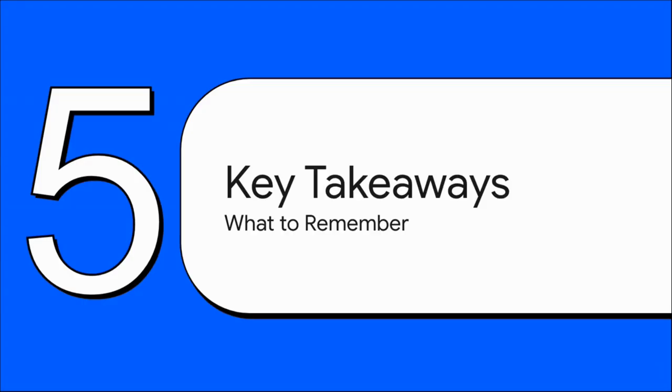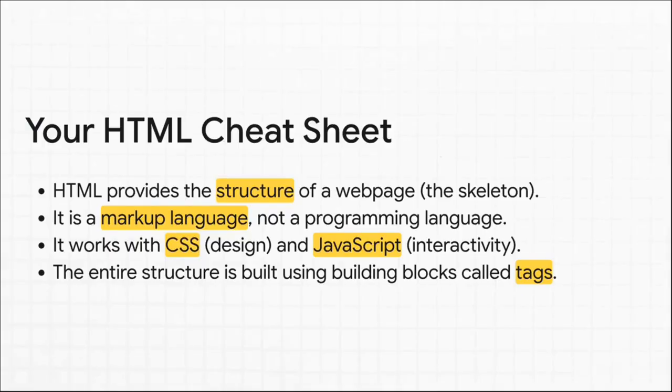So, that was a whirlwind tour of the web skeleton. Let's just boil it all down to the most critical points, the key things you should really walk away with. Here it is, your cheat sheet. Just remember these four things. One, HTML provides the structure of a web page. It's the skeleton. Two, it is a markup language, not a programming language. It's for presentation. Three, it works with CSS for design and JavaScript for interactivity. And four, the entire structure is built using those simple little building blocks called tags. That's it. You get that, you get HTML.